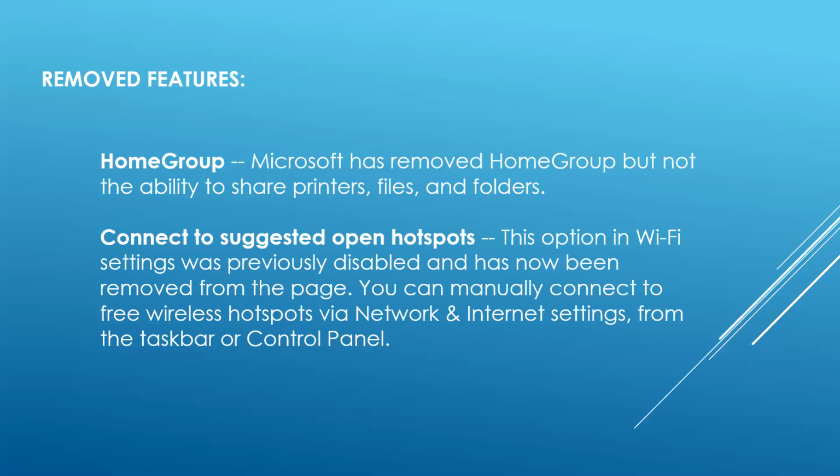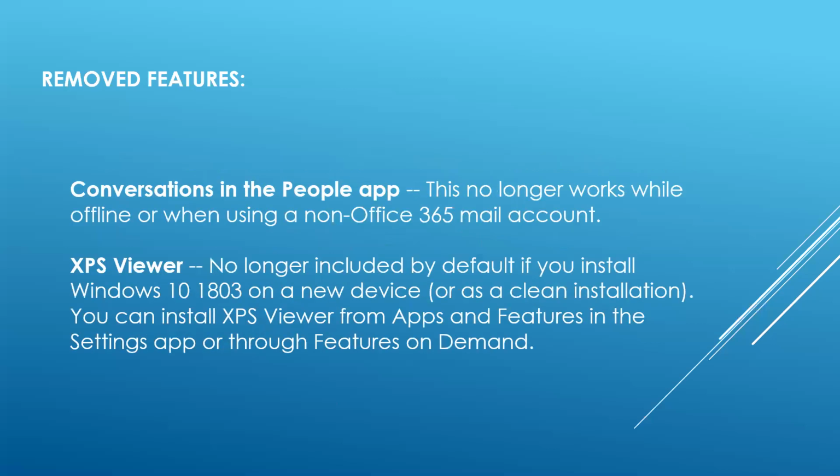You can connect to suggested open hotspots. This option in Wi-Fi settings was previously disabled and has now been removed from the page. You can manually connect to free wireless hotspots via network and internet settings from the taskbar or control panel. Conversations in the People app no longer works while offline or when using a non-Office 365 mail account. And also the XPS viewer, which you probably saw, maybe used once or twice, is no longer included by default if you install Windows 10 1803 on a new device or as a clean installation. You can install XPS viewer from apps and features in the Settings app or through features on demand.